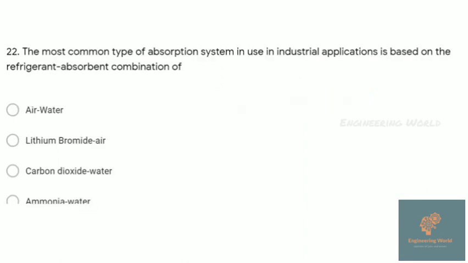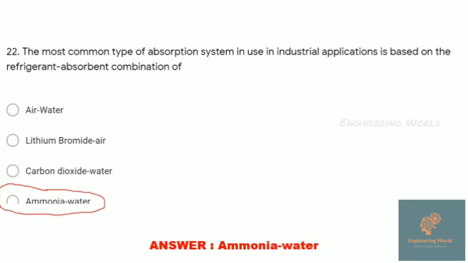The next question. The most common type of absorption system in use in industrial applications is based on the refrigerant absorbent combination of. Answer is ammonia water. Straightforward question, general question.